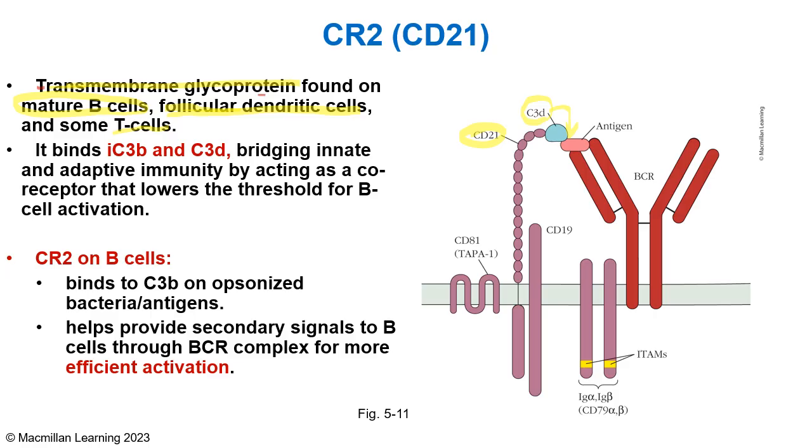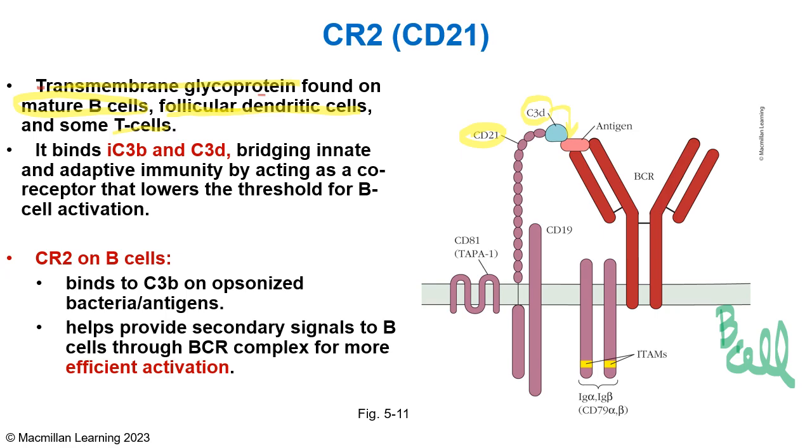Okay, so is C3 bound to the antigen? Okay, this receptor is going to bind to a piece of the complement that is bound to antigen. Okay, so what is happening here? The antigen is tagged, is opsonized, it interacts with the receptor, and this receptor is on the surface of a B cell. The receptor is on the surface of the B cell.